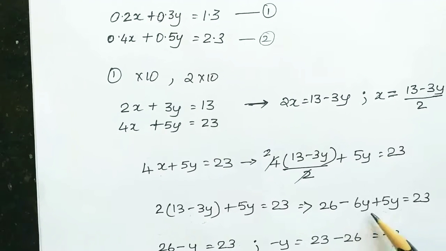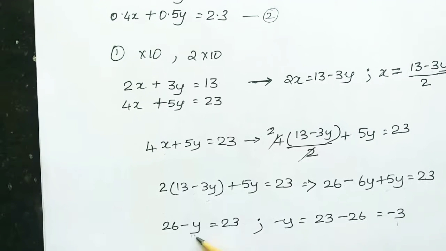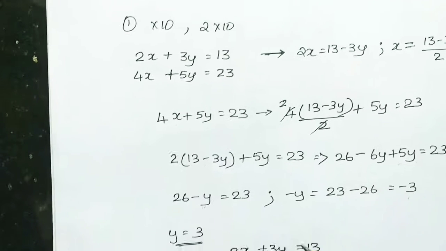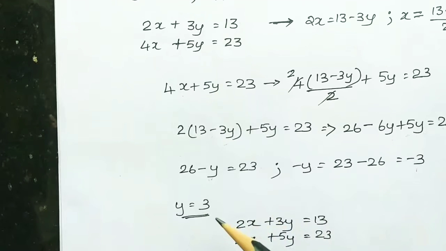And what is negative 6y and positive 5y? It is negative 1y, isn't it? So 26 minus y is equal to 23, and negative y is equal to 23 minus 26, and you get negative 3. So negative y is equal to negative 3 means y is equal to 3. So you got the value of y here.